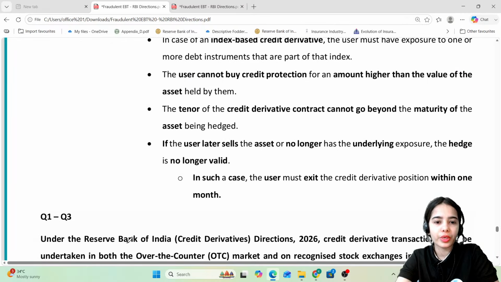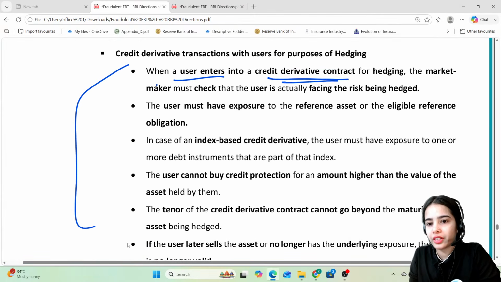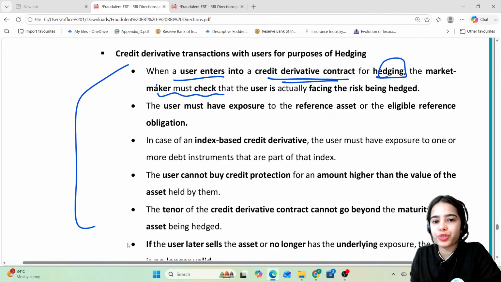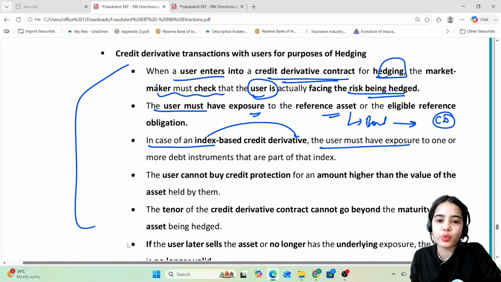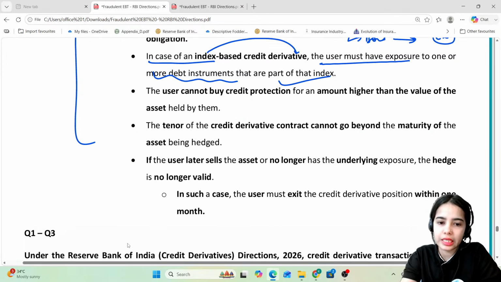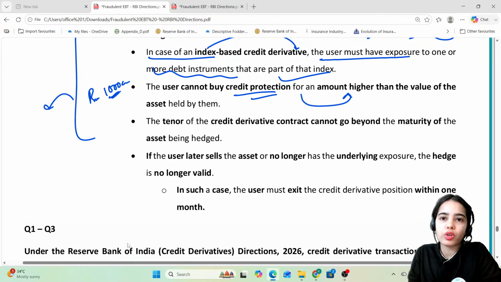Now coming to the questions, these are some general directions. When a user enters into a credit derivative contract for hedging, the market maker must check that the user is actually facing the risk being hedged. The user must have exposure to the reference asset, that is the bond, to be eligible to get the credit derivative. In case of an index-based credit derivative, the user must have exposure to one or more debt instruments that are part of the index. The user cannot buy credit protection for an amount higher than the value of the asset held by them.